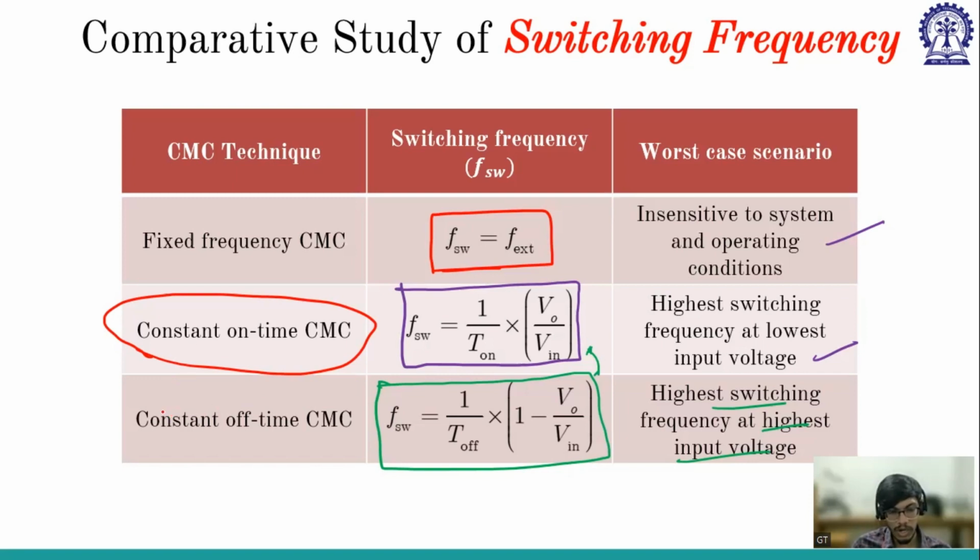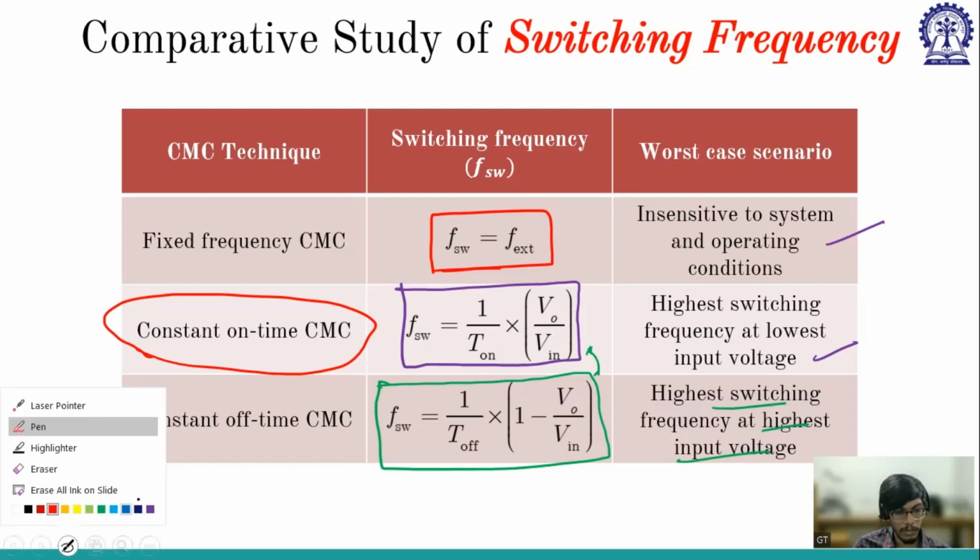Depending upon their application, there could be some reason why they go for constant on time or constant off time, and they choose accordingly. It is not that you should only use fixed frequency or variable frequency. Everything has pros and cons. So depending upon your application, considering both pros and cons, one has to select one control technique and implement that control.